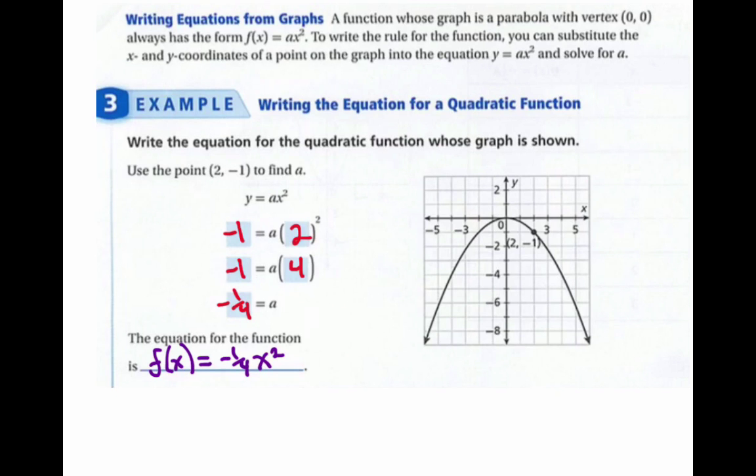This only works this simply if our origin is our vertex. Because if it's translated somewhere, we've got to deal with that separately. Okay? But as long as the origin is our vertex, it's as simple as this. Y equals ax squared. Take a point and solve. Get your a, and now you've got your equation.